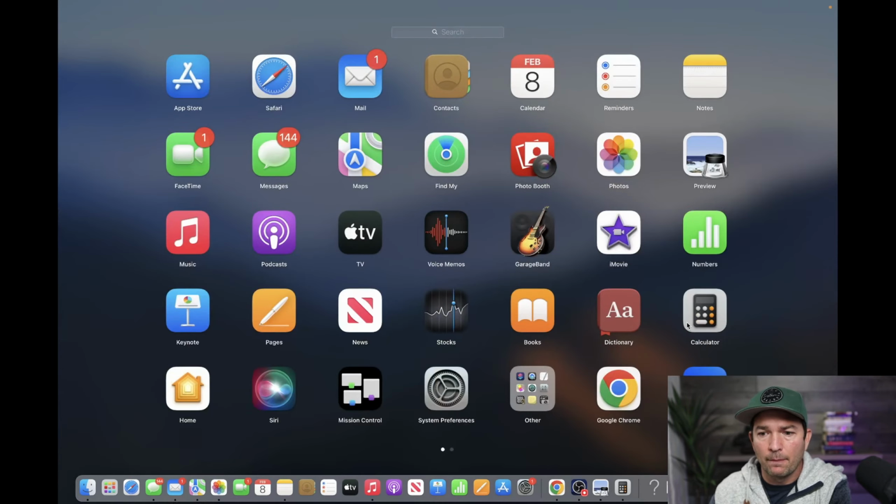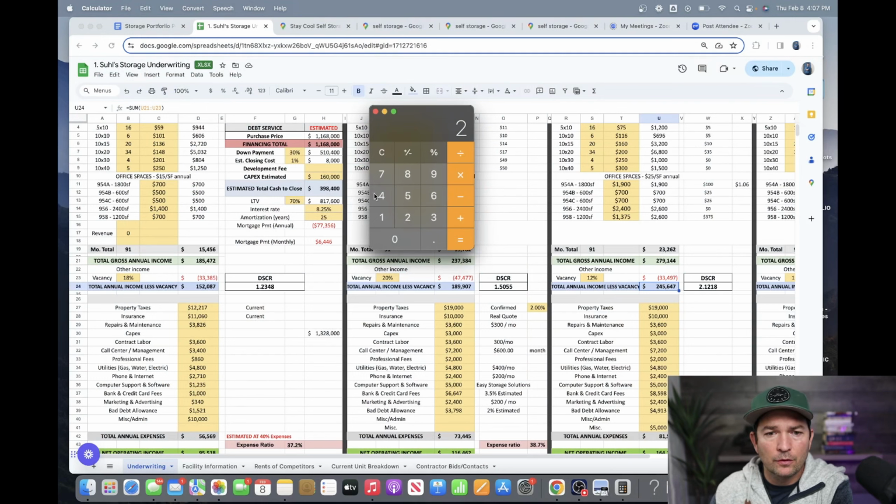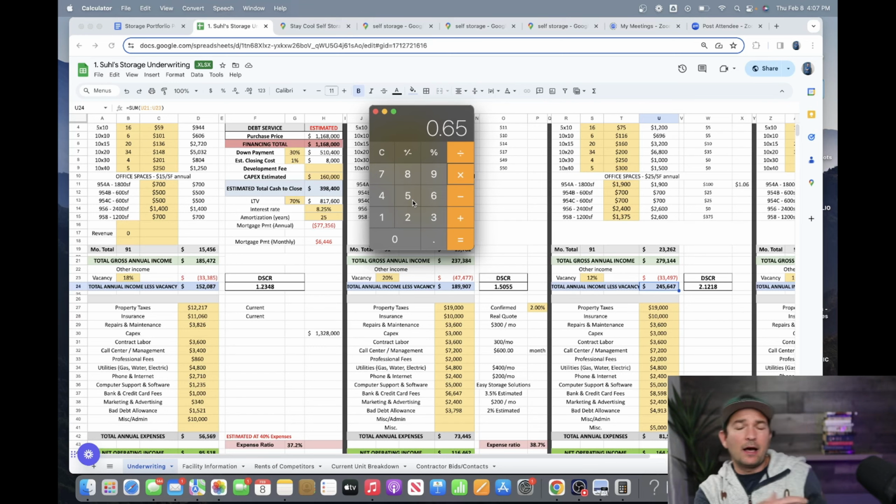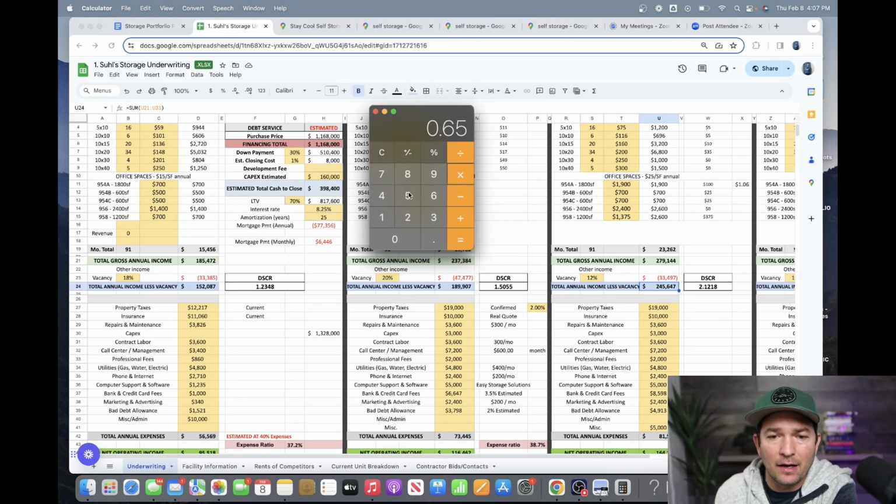245. Okay, cool. So 245,000. I'm going to times that number by 0.65. What does that mean? 35% expenses I'm going to take out of that number. Boom, 159K annually gross revenue.